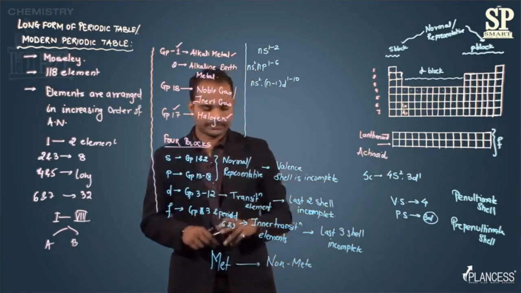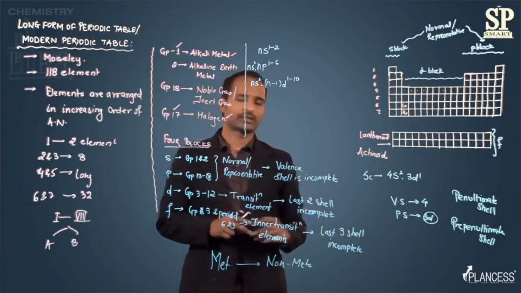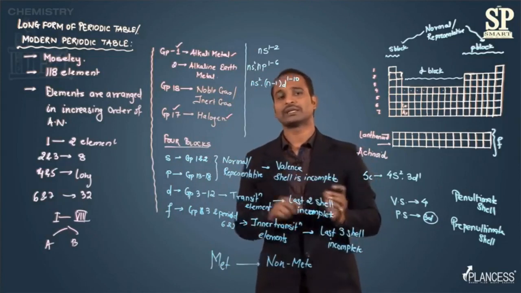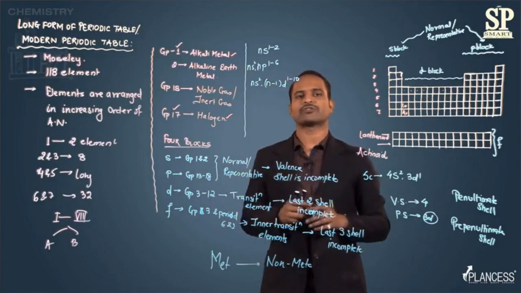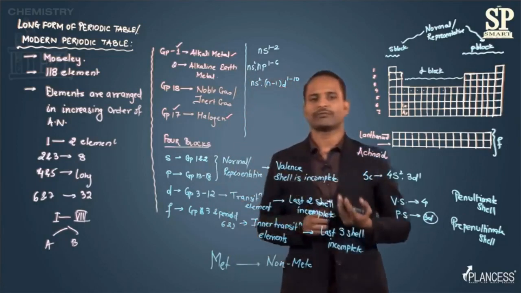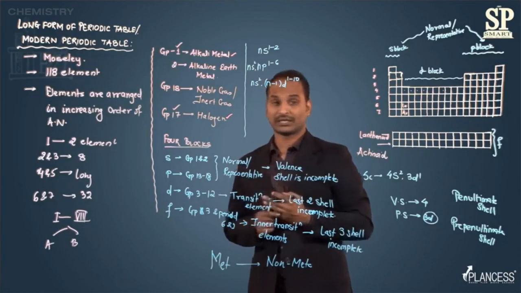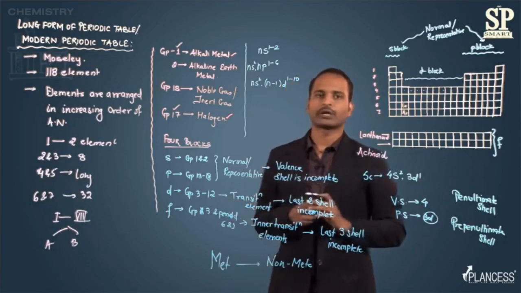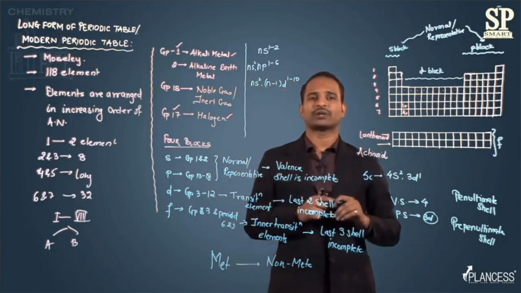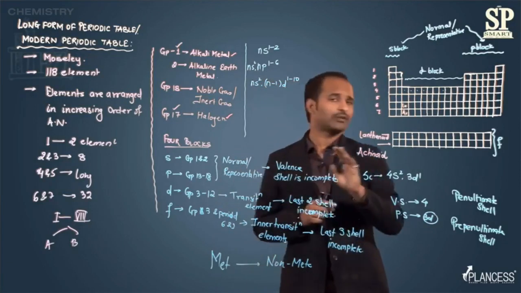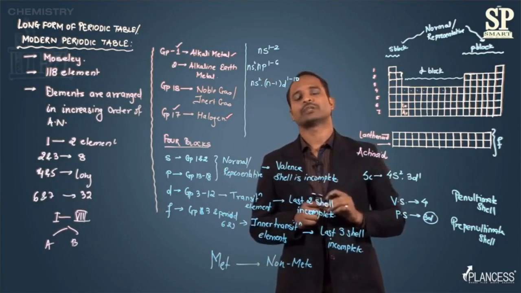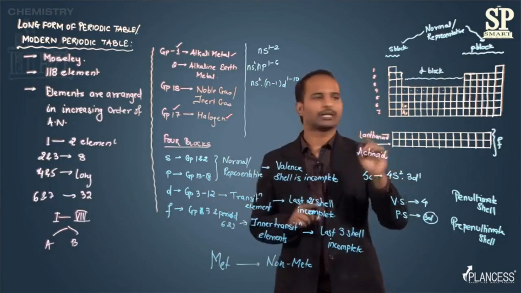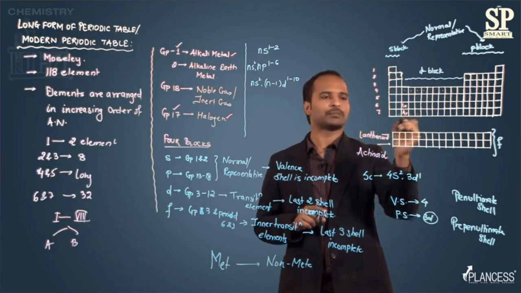Then F block elements, group 3, whose last 3 shells are incomplete. F block elements are those elements whose last electron enters the F orbital. This is the definition of F block. If I have an element and its last electron enters the F orbital, then I will say that element is an inner transition element, that is, an F block element. Again, if the electron is entering the F orbital, then it is not from the outermost shell. It is from the pre-penultimate shell. The F block elements are kept in period number 6 and period number 7.